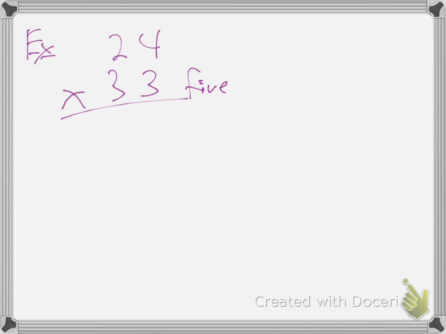So 3 times 4 is 12. All right, 3 times 4 is 12. We'll write them over here to the side. 3 times 4 is 12. What do I do with 12, though?